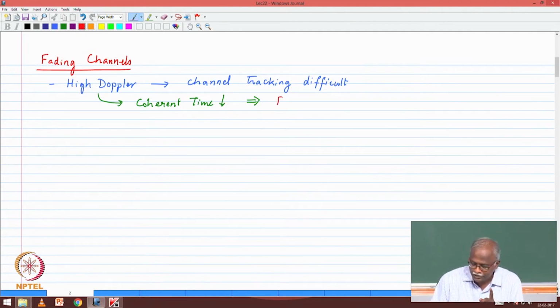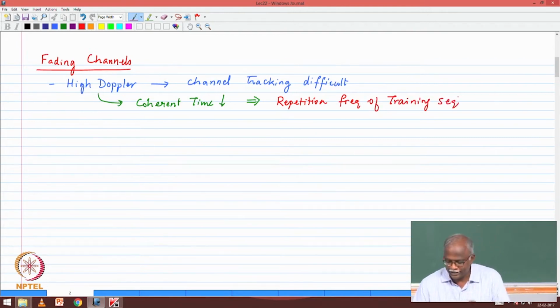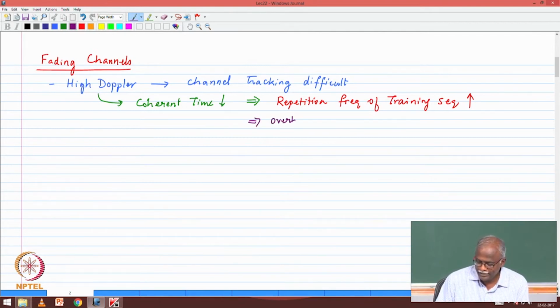Okay, which means that my system design is going to have an impact on the repetition frequency of the training sequence, how often I send it. The training sequence is a known sequence which is used for estimating the channel so that I can do coherent detection. This frequency will increase. What's the impact of this increasing? My overhead has increased, which means that my user rate is going to go down. Overhead is increasing, which means that user data rate, user throughput is going to go down.